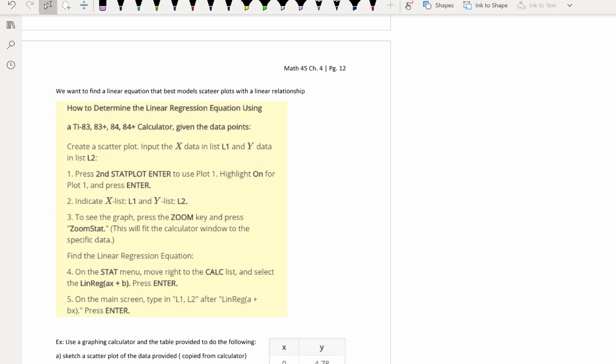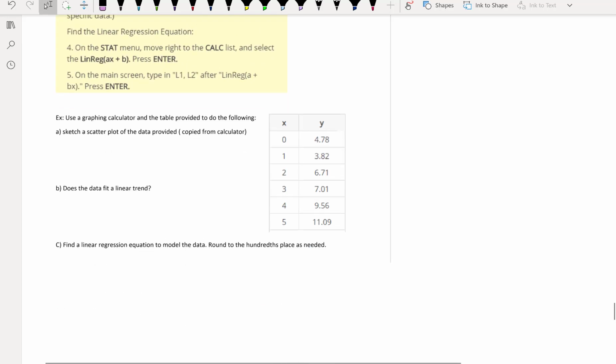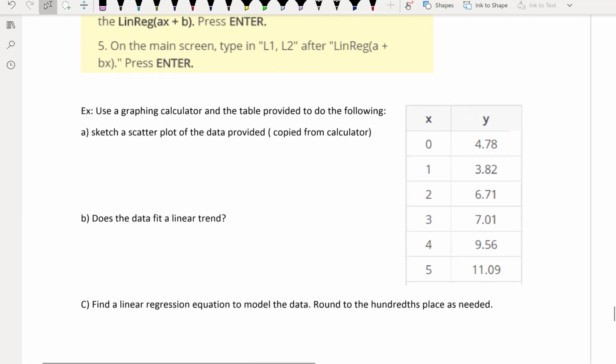So now, remember, you have an extra unit for this class because you are required to understand a graphing calculator. So we want to find a linear equation that best models scatter plots with a linear relationship. So here are our directions listed on this page. So it says, use a graphing calculator and the table provided to do the following. Sketch a scatter plot of the data provided. So you want to copy it from the calculator.